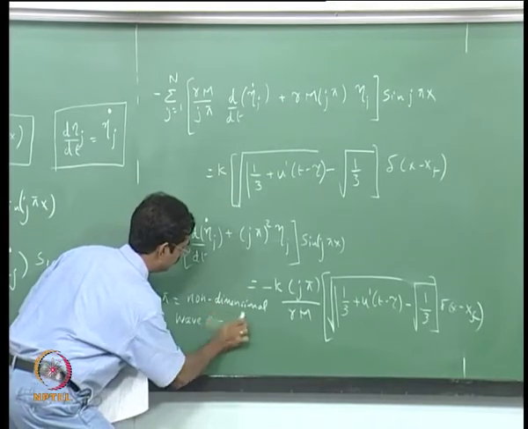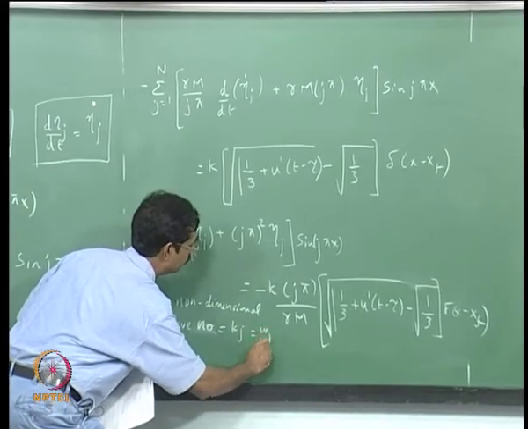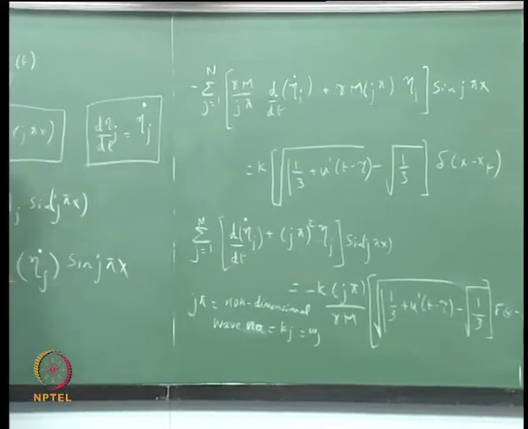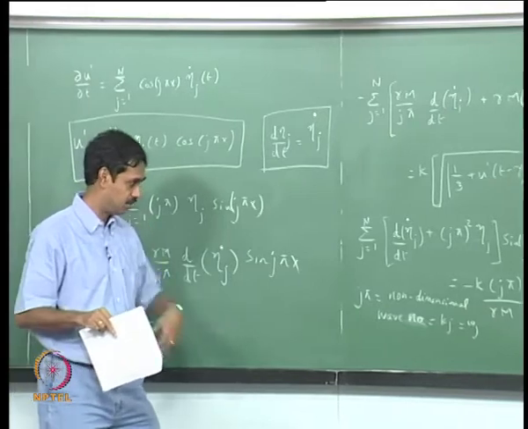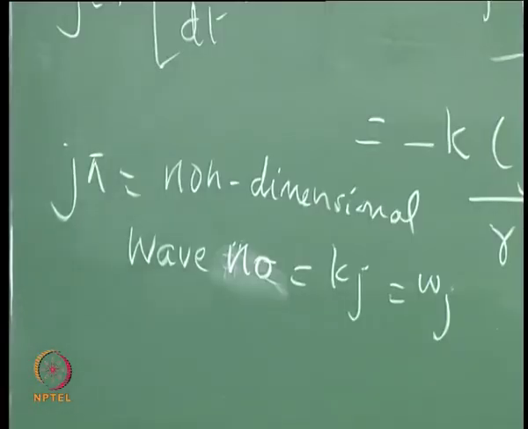So we can call it kj or omega j, all would be same because we are non-dimensional. So I will use kj or omega j alternatively, but it just doesn't matter because now we are in non-dimensional.